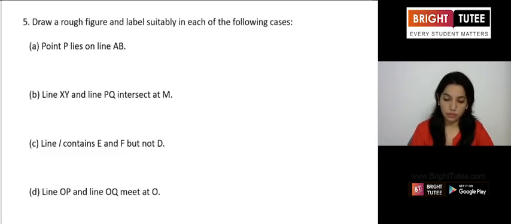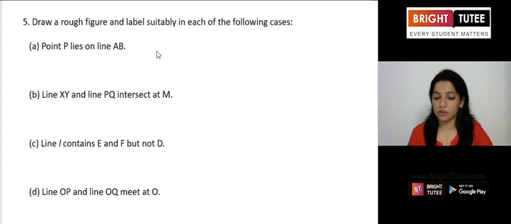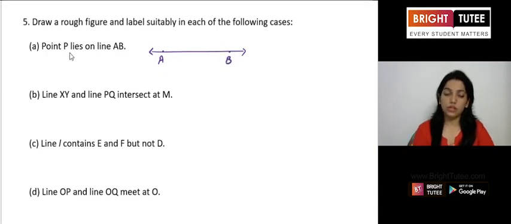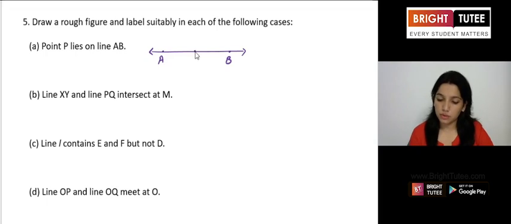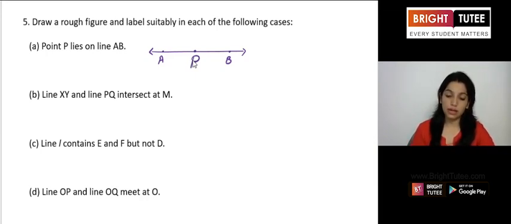Moving ahead. Now, the question says draw a rough figure and label suitably in each of the following cases. In the first one, point P lies on line AB. So let us first draw a line AB. So this is a line and let us name it as AB. We need to draw a point P. So here is the point P, and it is lying on the line AB. Simple it was.